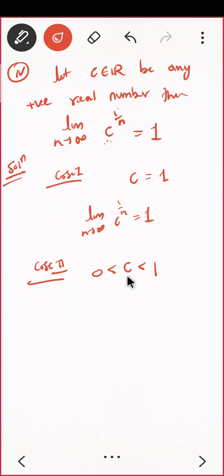Correct? Since they are saying C is just a positive real number, that means they are given C as greater than 0. That's it. Now greater than 0, I am breaking it into three parts. The first I am taking C is 1. The second is C is between 0 to 1. How to do C is between 0 to 1? I had already given you a trick. When you are having C between 0 to 1, what about 1 upon C? That is greater than 1.